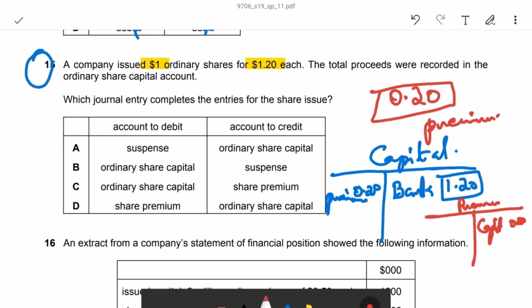Let's check the answer. The first one, suspense account and ordinary. Suspense means it's connected with the trial balance when there is an error. So that is wrong. The second one, ordinary share capital debited. Yes, ordinary share capital account will be debited here, and premium account credited. This is correct. But suspense, no suspense. Then see, ordinary share capital debited, share premium credited. The other option is just the opposite transaction. So the correct answer is C.